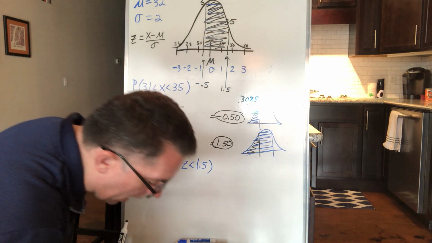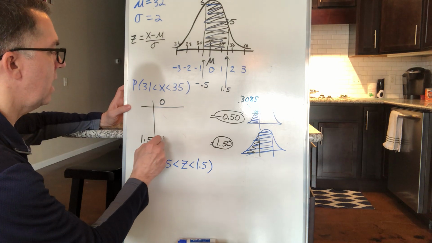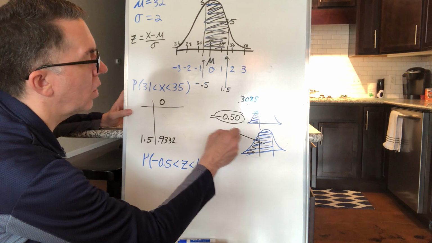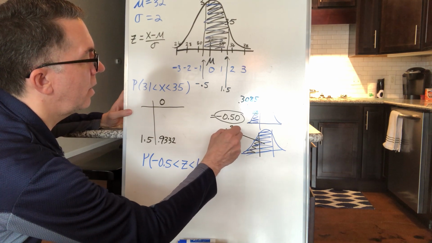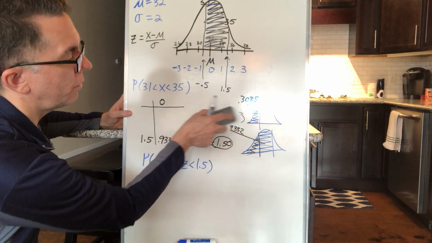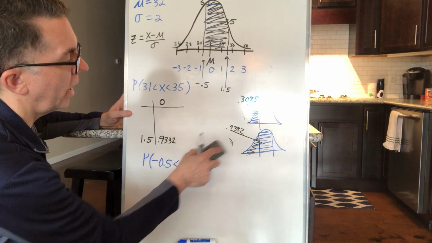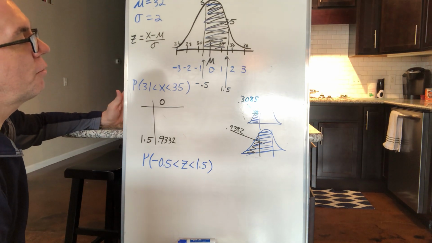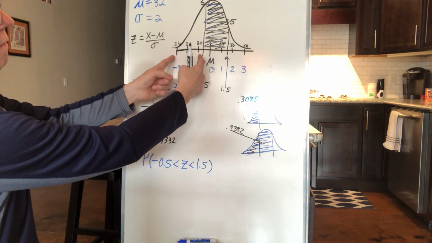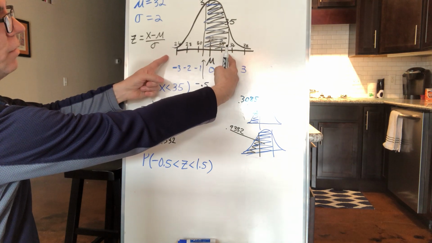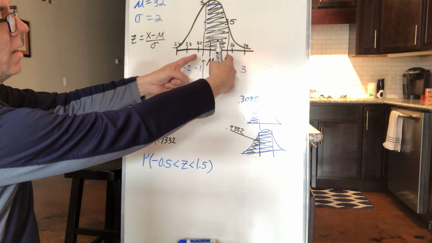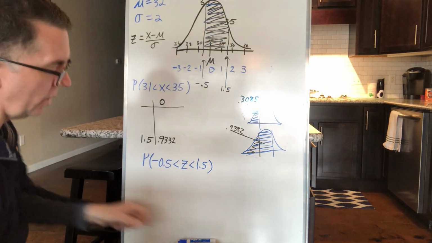That is 0.9332. So that represents all of this, 0.9332. All right, so the larger area is 0.9332, and the smaller area is 0.3085. If I subtract the 0.3085 from 0.9332, we get what's in between.